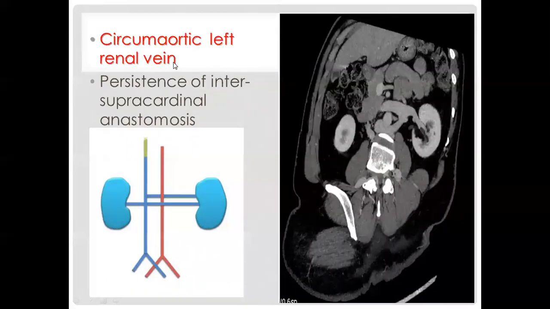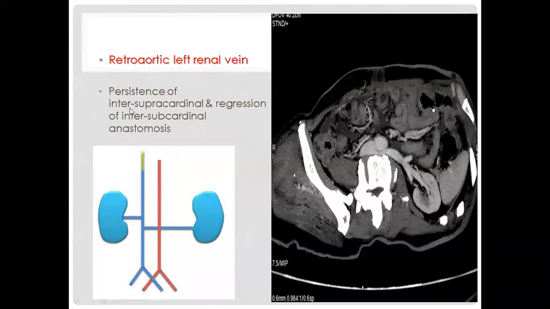The other anomaly is the circumaortic left renal vein. It results from the persistence of the intersupracardinal anastomosis. The intersupracardinal anastomosis persists, and there will be a circumaortic left renal vein. The retroaortic left renal vein is the persistence of the intersupracardinal and regression of the intersubcardinal anastomosis.